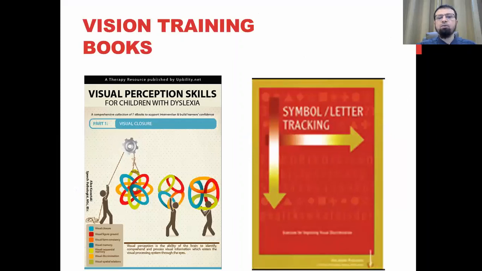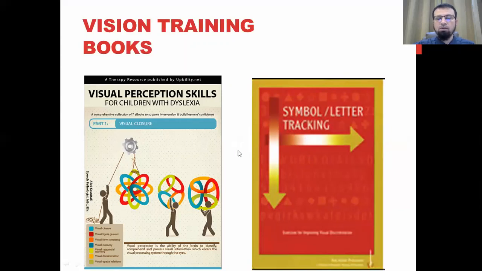This is some of the books which I would recommend. Not only this book, but any book can be used for visual perception, and this will save a lot of your time and effort. Like Visual Perception Skills, this is a PDF book, and there are other books also for visual perception. You will have exercises for spatial relation, visual closure, and a lot of tasks. You will find them in these books.